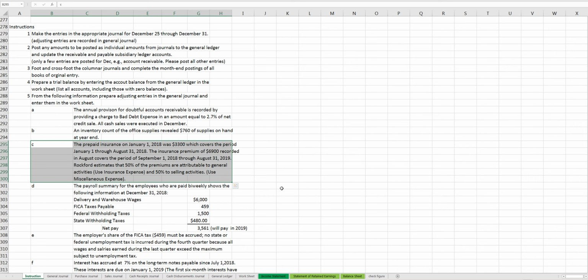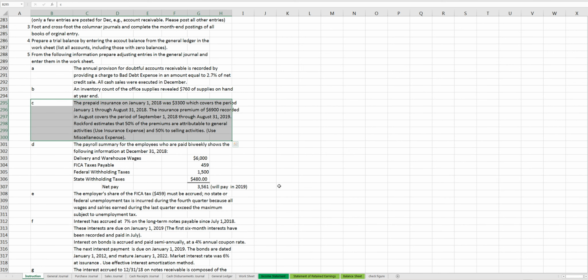And part C, we're going to adjust the prepaid insurance. The prepaid insurance has a beginning balance of $3,300, which covers the period January 1st through August 31st, 2018. So by the end of 2018, this $3,300 prepaid insurance will be expensed.